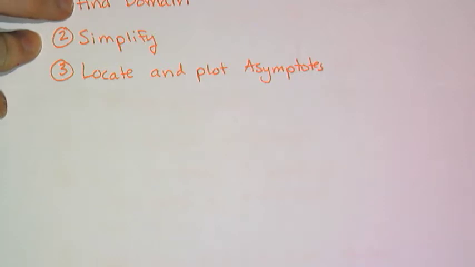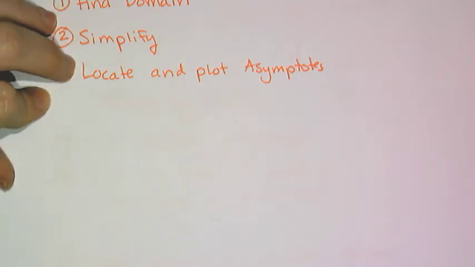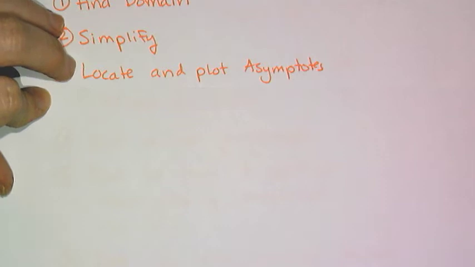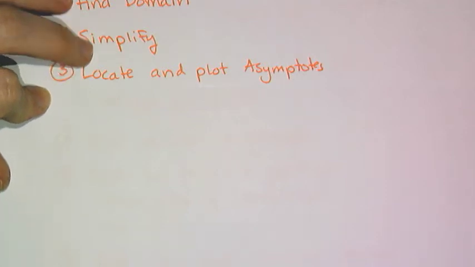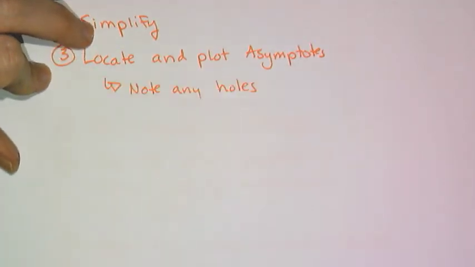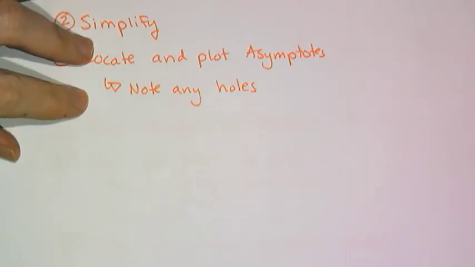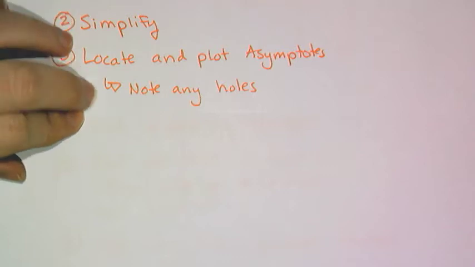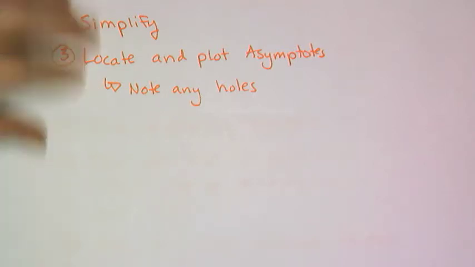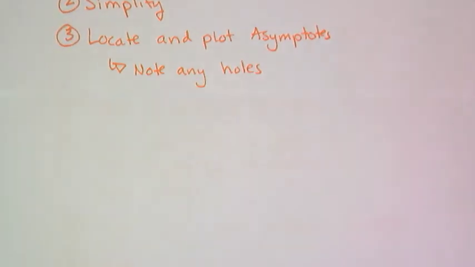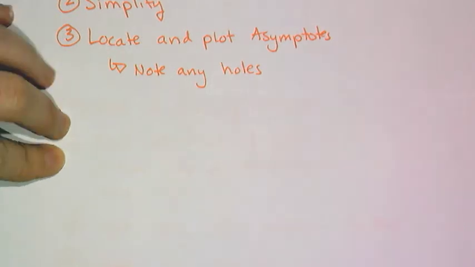Now the new thing is to locate and plot any asymptotes. So you want to do that in the very beginning, and you want to plot them on your graph to help you figure out what's going on with the function. And please don't forget to take note of any holes. Remember, when you simplify, if the domain restriction goes away, it creates a hole in the graph, and so you have to put that little hole in there as an open circle.